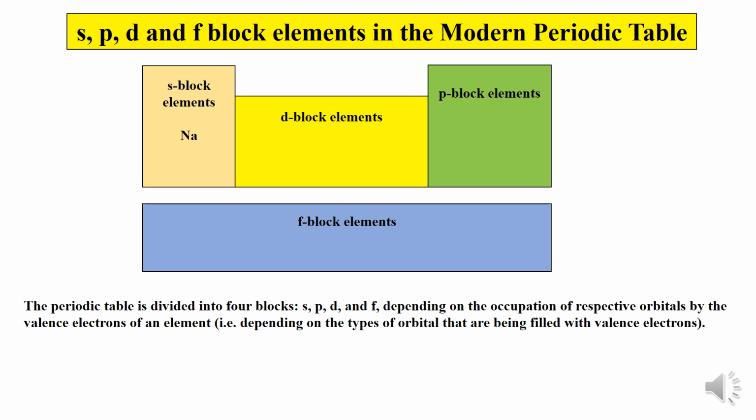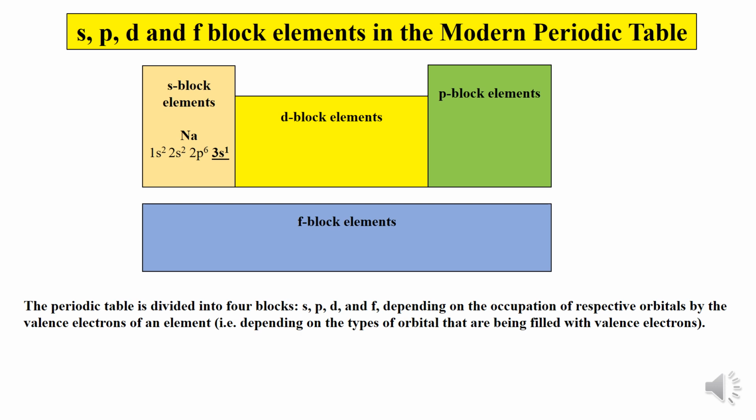So you may ask me, how do I know that sodium is an s block element, or how do I come to a conclusion that sodium is an s block element? Now, in order to find out to which block the element belongs, you have to look into the electronic configuration of the given element. In case of sodium, the electronic configuration is 1s2, 2s2, 2p6, 3s1.